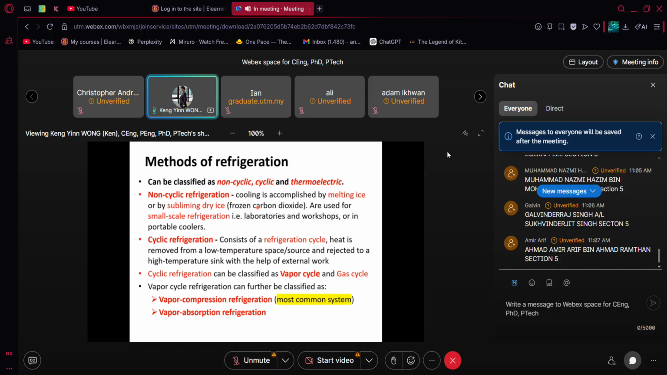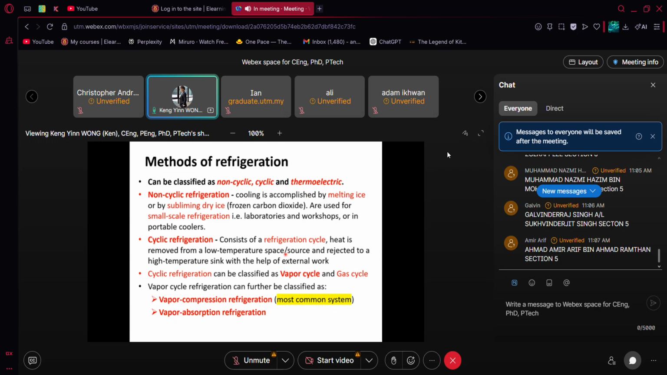The common one, the one you see at the shopping mall or electronic appliances shop, most of them are cyclic, especially the compression type. The cyclic divides into two: vapor compression and vapor absorption. The most common ones, for example Toshiba and Panasonic, all belong to the compression type. And of course you also have the thermoelectric.